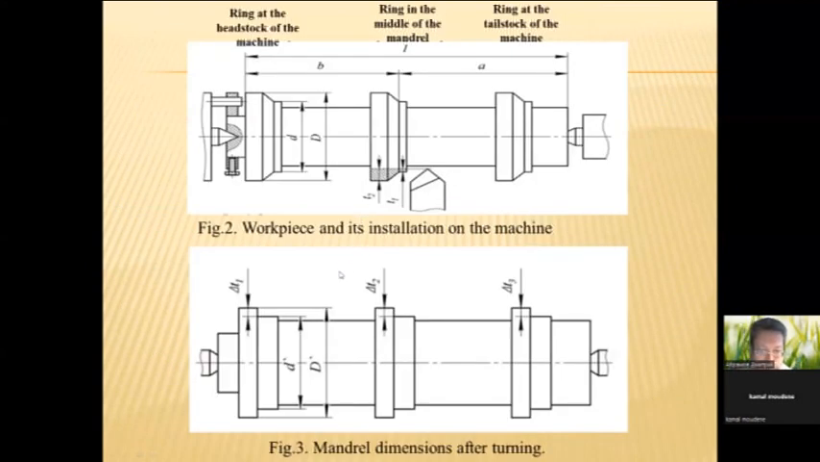In figure 3, you can see the mandrel dimension after turning. And we have delta T, T maximum minus T minimum, on the ring at the headstock of the machine. Delta T suffix 2 is on the ring in the middle of the mandrel, and delta T suffix 3 on the ring at the tailstock of the machine.